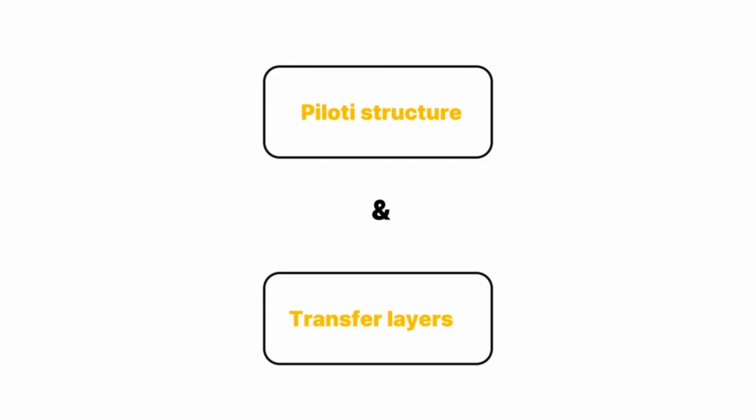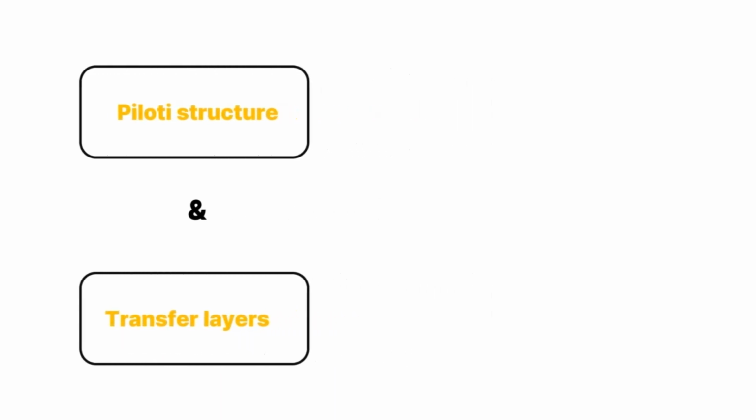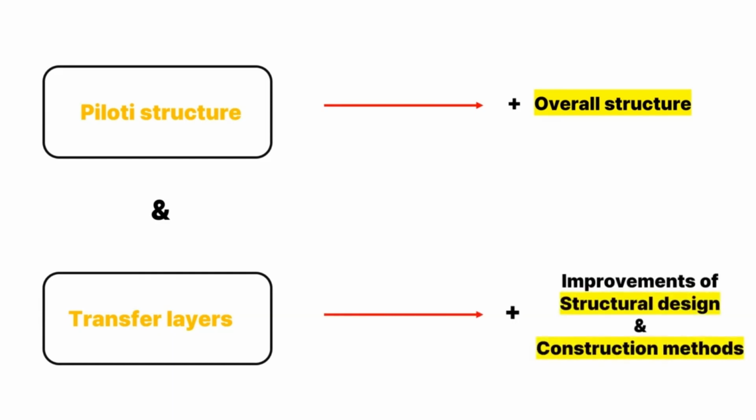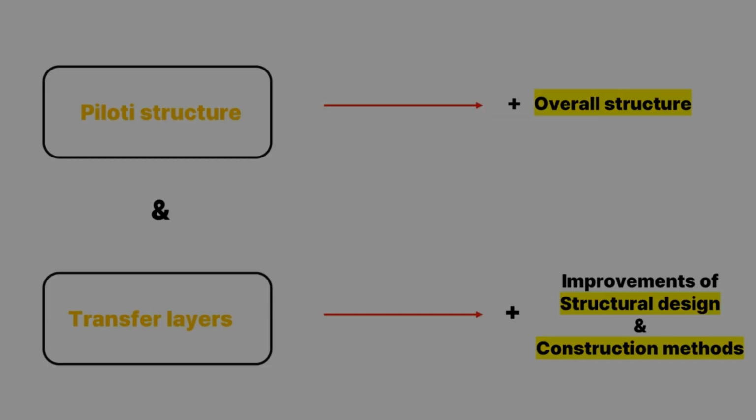In the previous video, we learned about the pilotis structure of Hanyang Sujain River Pine. We also discussed the transfer layers. In this final video, we will take a closer look at the overall structure and totally focus on the improvements of the transfer layers.